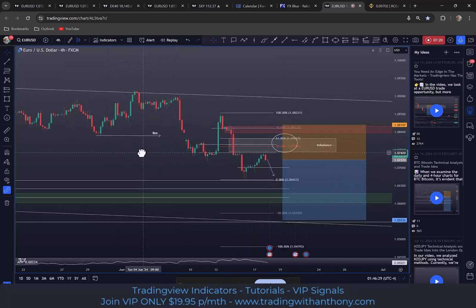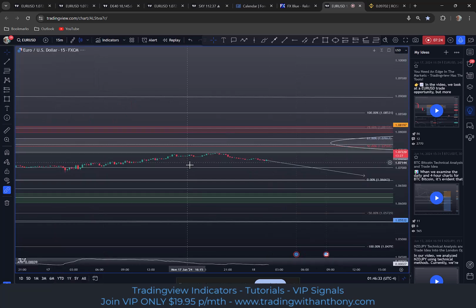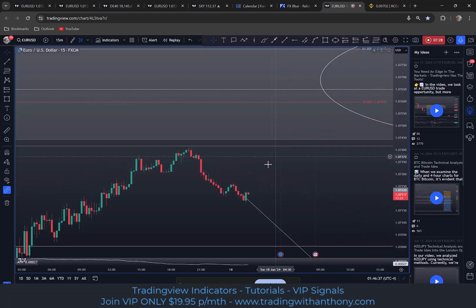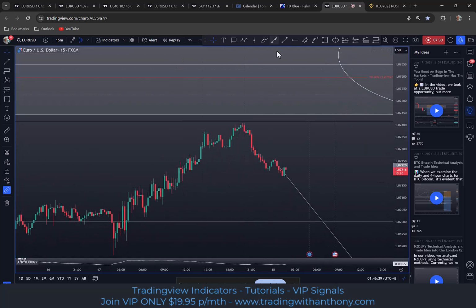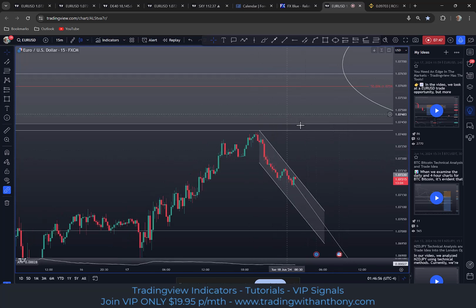All right, my bias is short, and you could go down to a 15-minute and get a bit closer to this. You can see that this is starting to roll over here. We've got a break of structure on the 15M. All right, so that could continue down. That's the thing. It may or may not, but that's a possibility. So that's why I've already shorted this, and with a fairly wide stop. All right, it could trade further back.